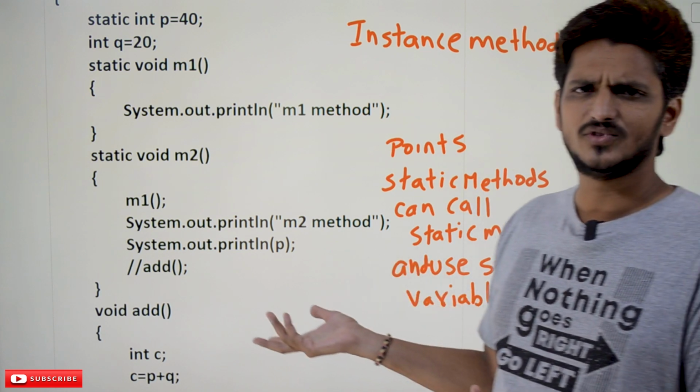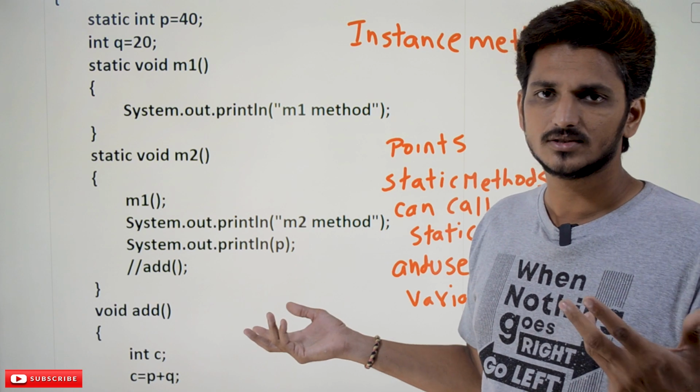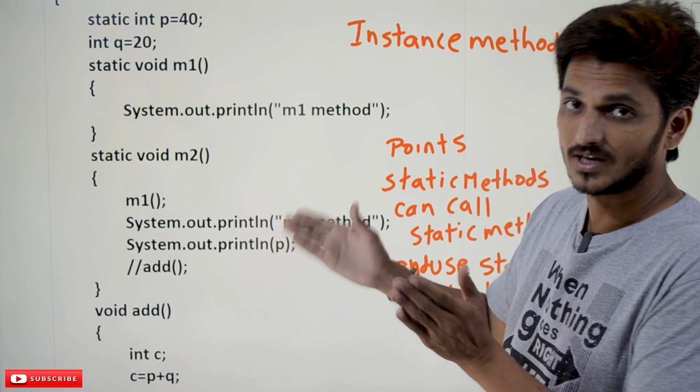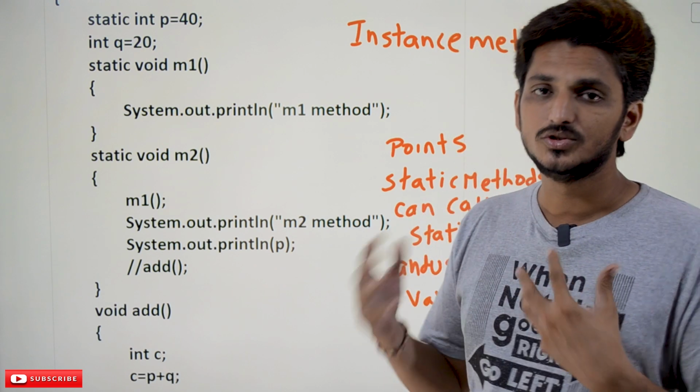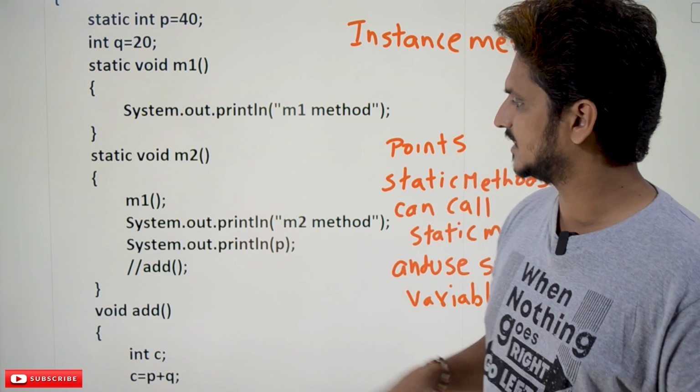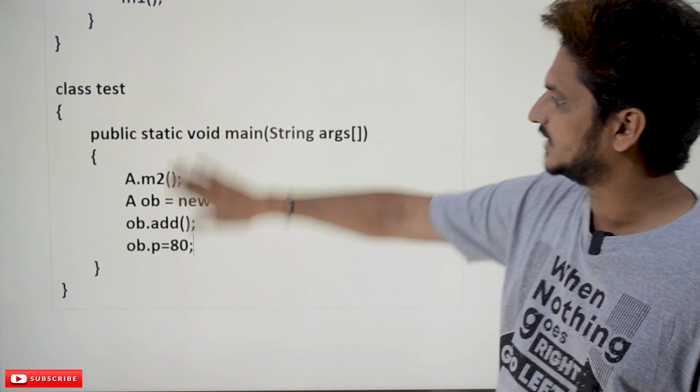So what is the use of these static methods? You will get questions about this. In our next example, we will give a real life example of when you need to use static methods and static variables. Now let's understand our execution.